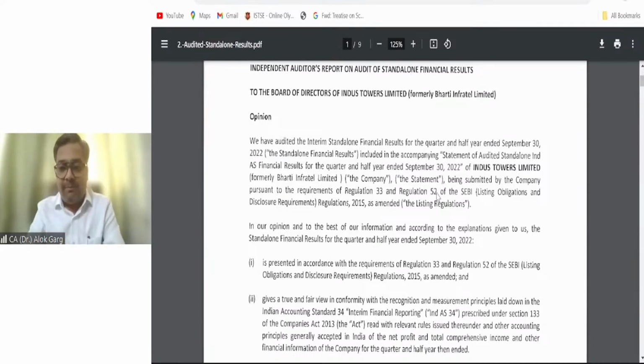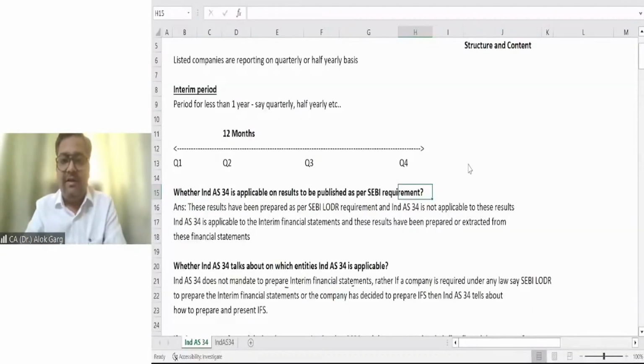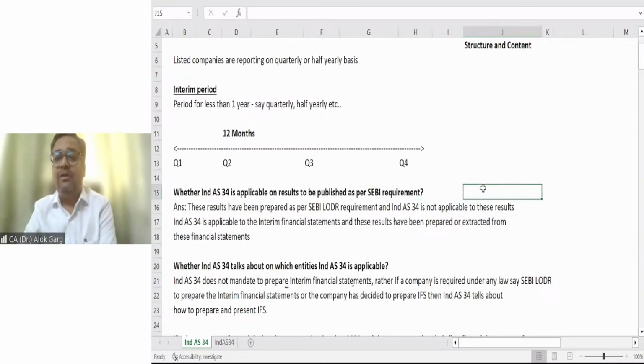So these results have been prepared and filed by the company as per SEBI regulations, right? This is what I wanted to tell you guys. So these are the 8-9 pages results. Okay. So now coming to these results, the question which I was having is whether Ind AS 34 is applicable on these results. What's your view? Whether Ind AS 34 is applicable on these results.